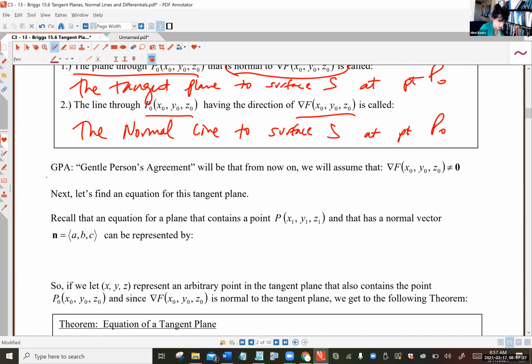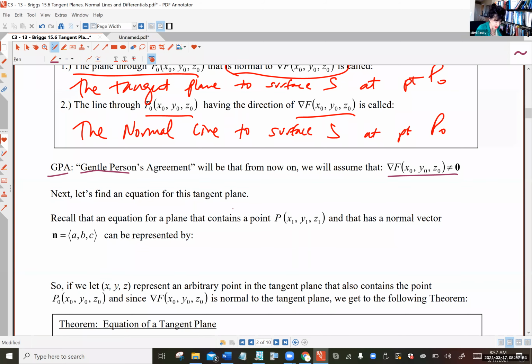Okay, so now let's do a GPA, a general person's agreement. That would be Dr. Vallone. He would always say that, of blessed memory. So we'll always assume that the gradient is not the 0 vector, because then we won't be able to get these equations for planes or lines.